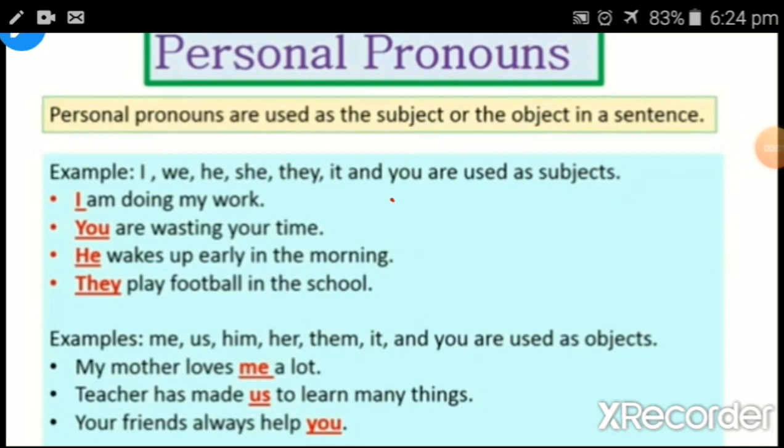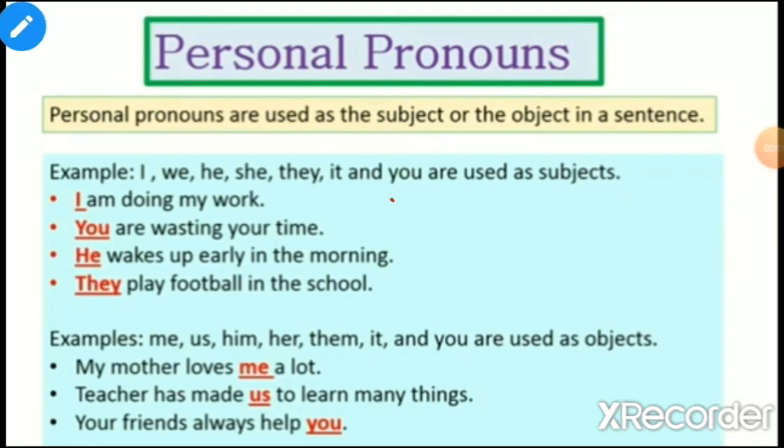Personal pronouns are used as the subject or the object in a sentence. Example: I, we, he, she, it, they, and you are used as subjects. Me, us, him, her, them, it, and you are used as objects. So I, you, he, they are the subjects, and me, us, you are the objects.